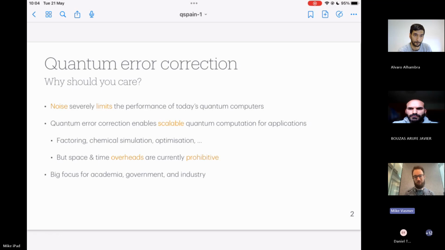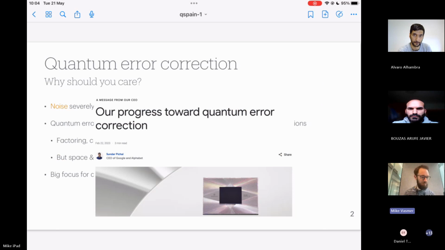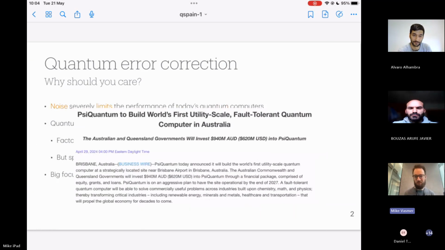And quantum error correction is a big focus, I would say, these days in quantum information, both in academia, in government, and also in industry. To give you a few examples of this, here's a screen cap of the Google CEO doing a blog post about their progress in quantum error correction. So a big focus in industry. And then also there's recent news in the last couple of weeks that the Australian government invested like $1 billion into PsiQuantum, a quantum computing startup company with a big error correction focus. So we've got a lot of interest and money going into this field, and I think it's justified, because this is one of the main roadblocks still there to achieving scalable quantum computing.